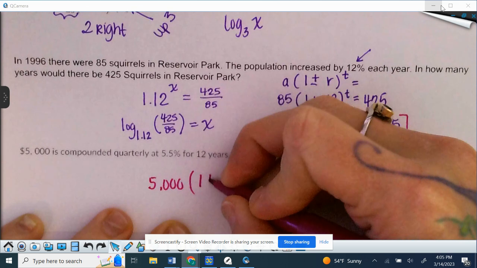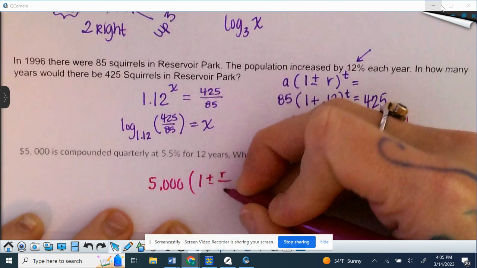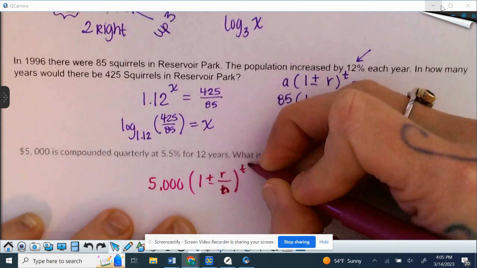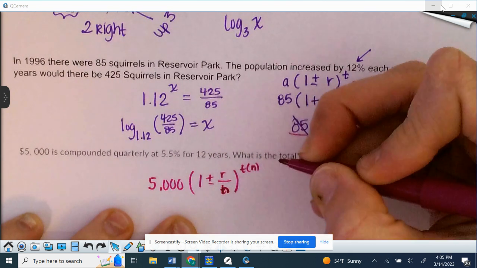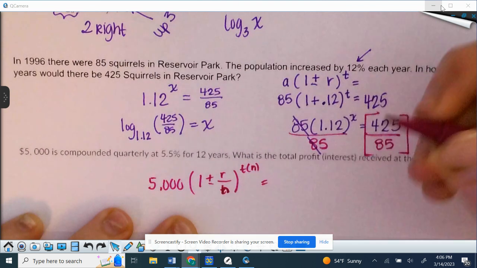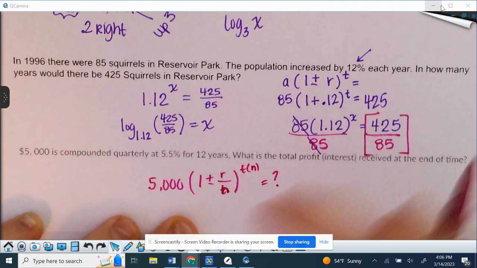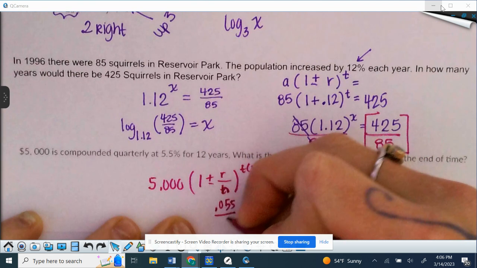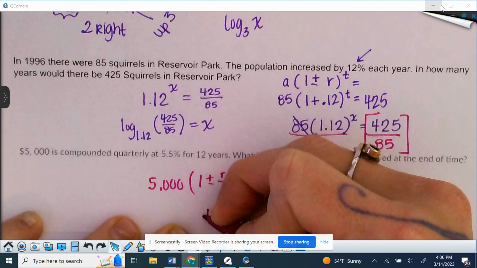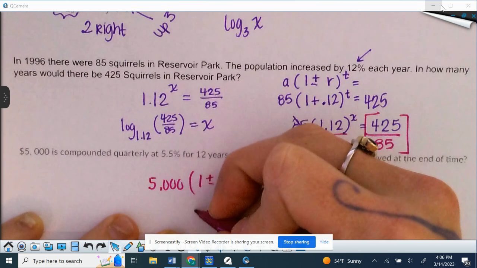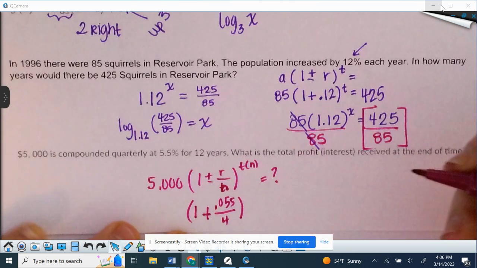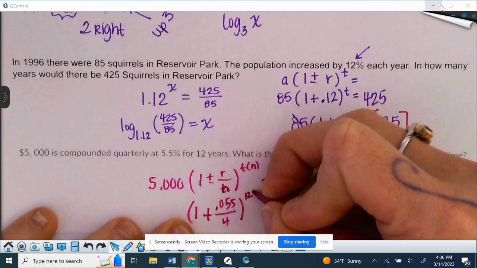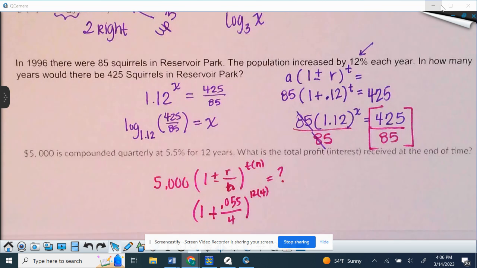1 plus or minus our rate as a decimal divided by the amount of time, or n in this case, and then time times n equals whatever we're going for, right? So in this case, we had 5,000. That 0.055 divided by 4. It is going to compound quarterly and grow. And then our time is 12 years times 4. And then we can plug that in our calculator.